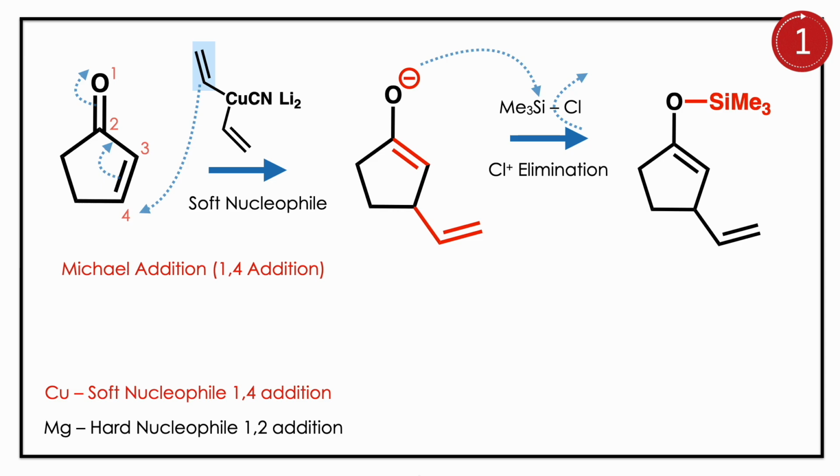The concept you outline here is whenever you see a copper nucleophile, blindly you do 1,4 Michael addition reaction.